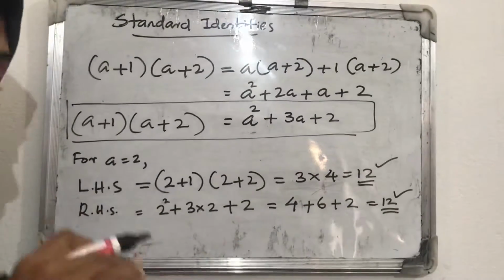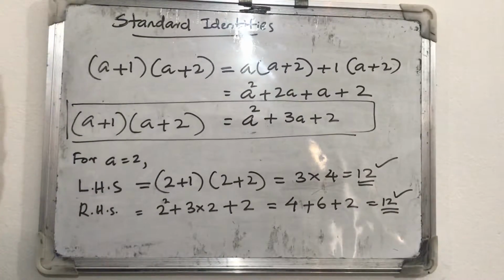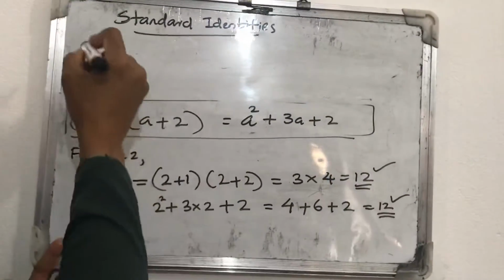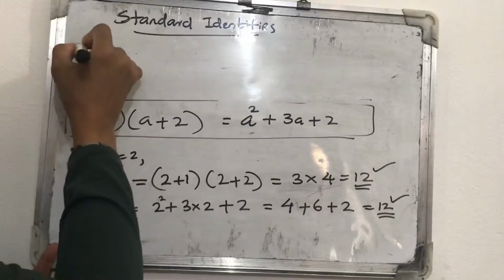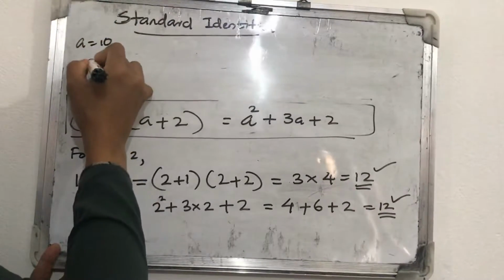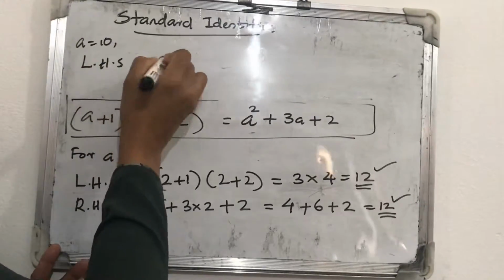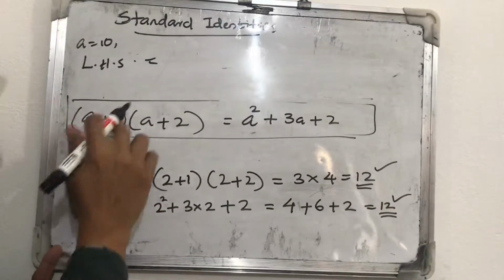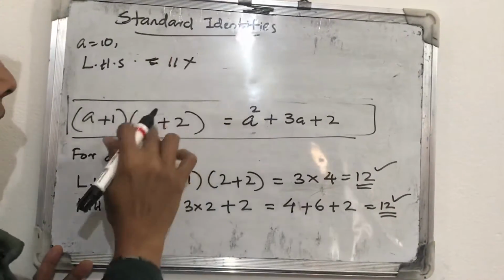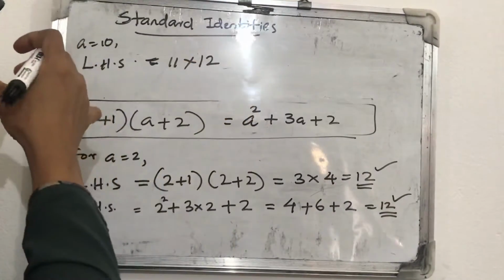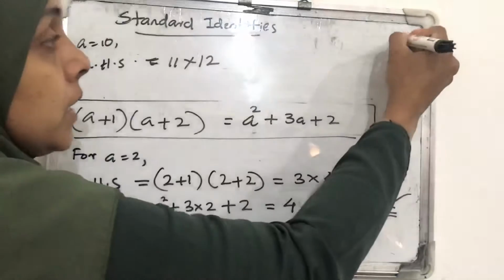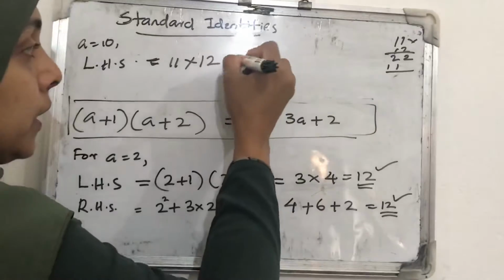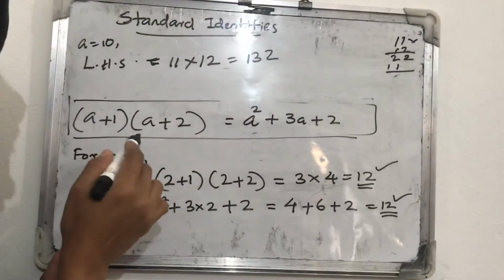So suppose if you give any other value for a, suppose instead of a, I give a is equal to 10. If a is equal to 10, what will happen? When a is equal to 10, LHS will be equal to (10 + 1)(10 + 2). 10 plus 1, that is 11, into 10 plus 2, 12. Okay, 11 into 12 we will get. So what is 11 into 12? 132. We will get 132 on the left hand side.